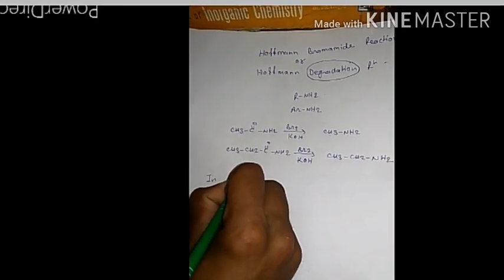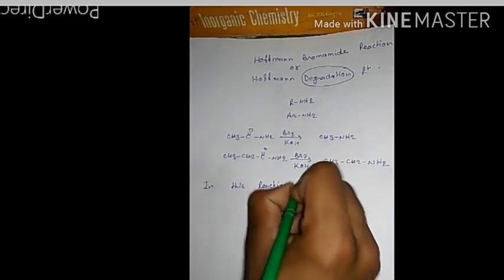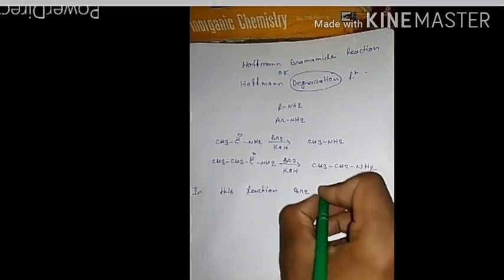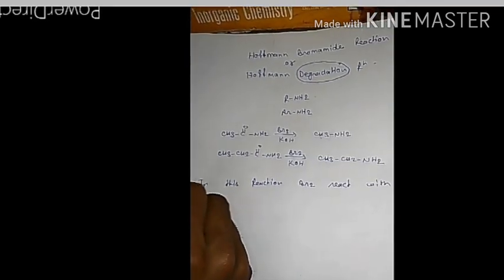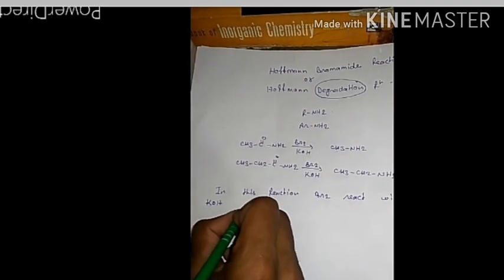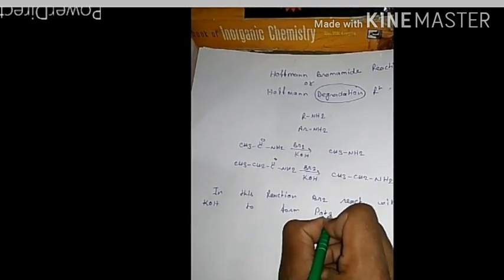In this reaction, bromine reacts with potassium hydroxide to form potassium hypobromite. Here this is the potassium hypobromite.